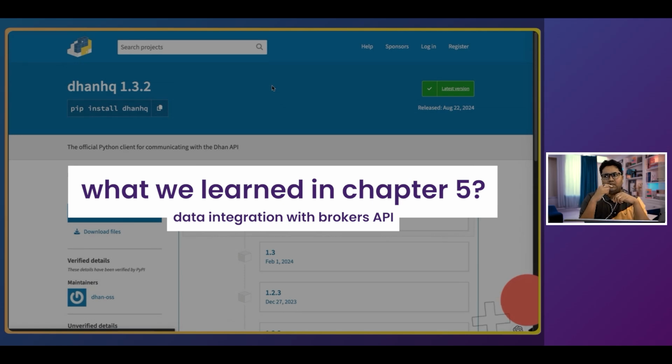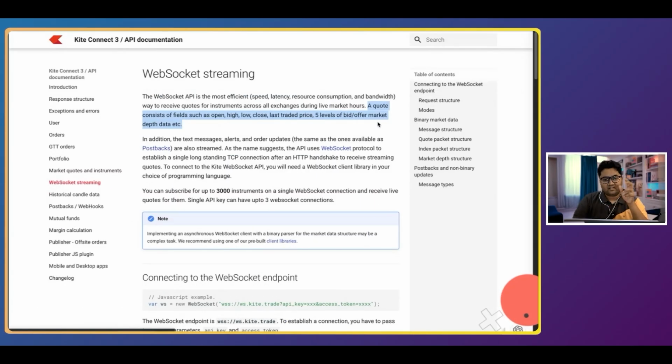The problem is that as Python versions upgrade, and as NumPy and pandas upgrade, all of these compatibilities become an issue. You open high, low, close, last traded price and spread of like 5 levels.